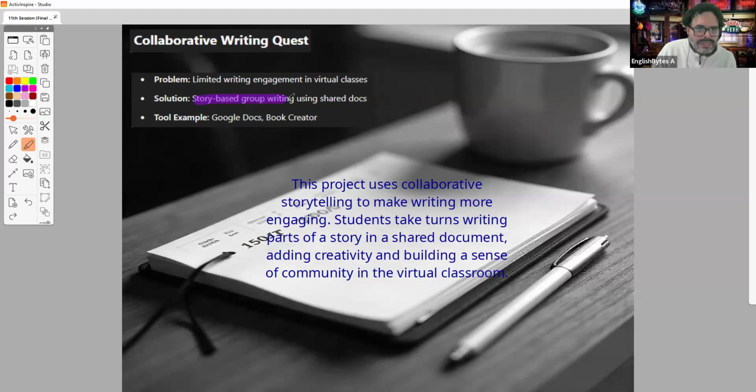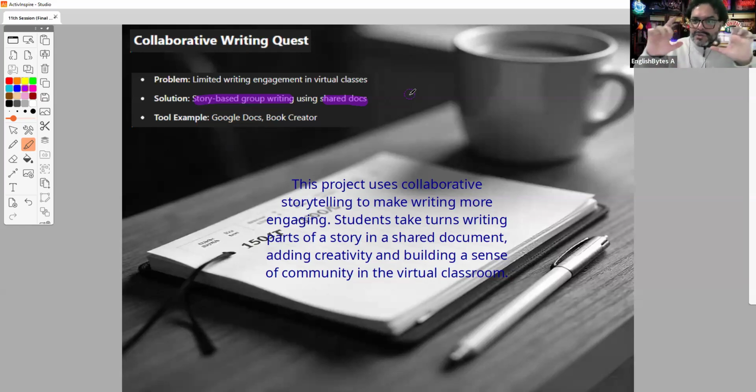story-based group writing using shared docs. Like I mentioned, it's similar to the previous one I talked about. In the previous one, the example I gave you, okay, Hidai starts the story. She sends a voice note. Then Jenny needs to listen to Hidai's voice note and continue the story. Then Suheimi has to listen to the previous 2 voice notes and continue the story. Well, this is similar, just on writing.